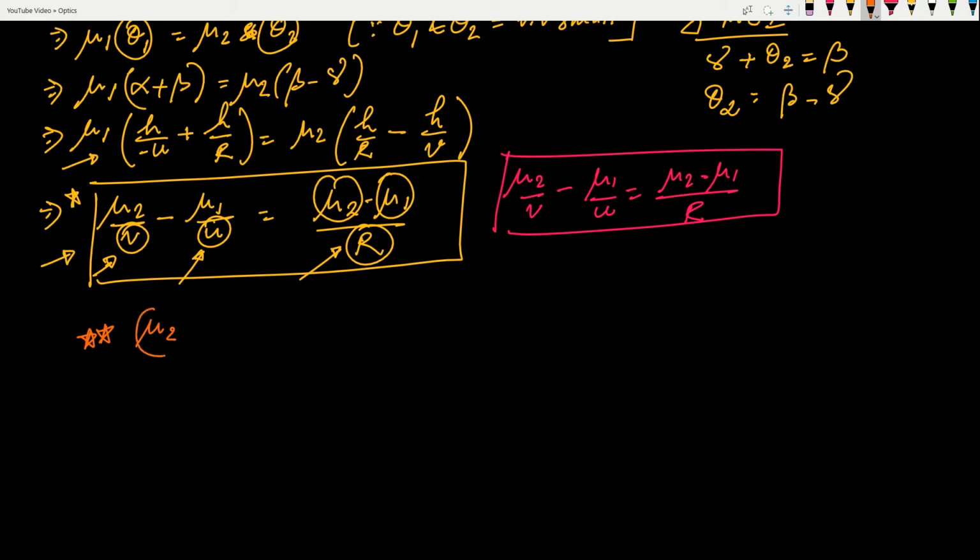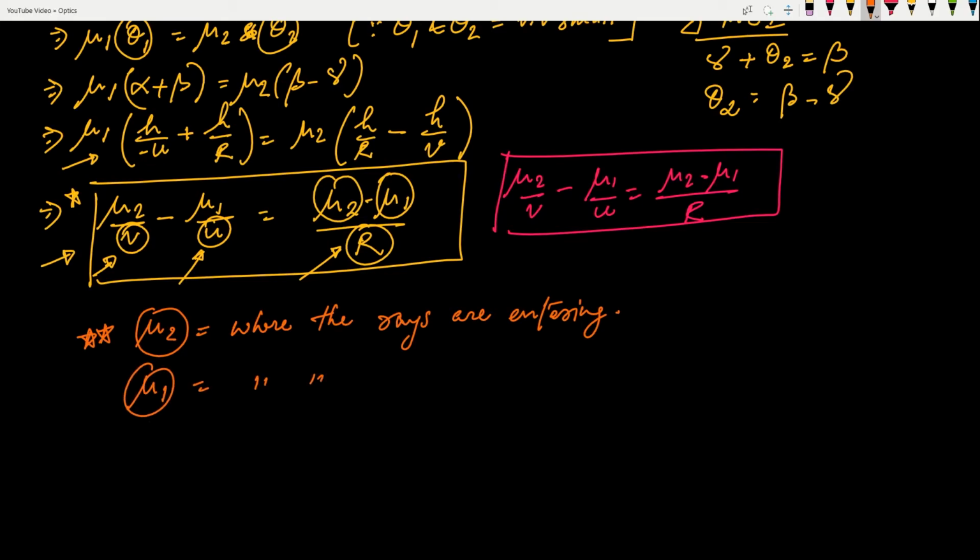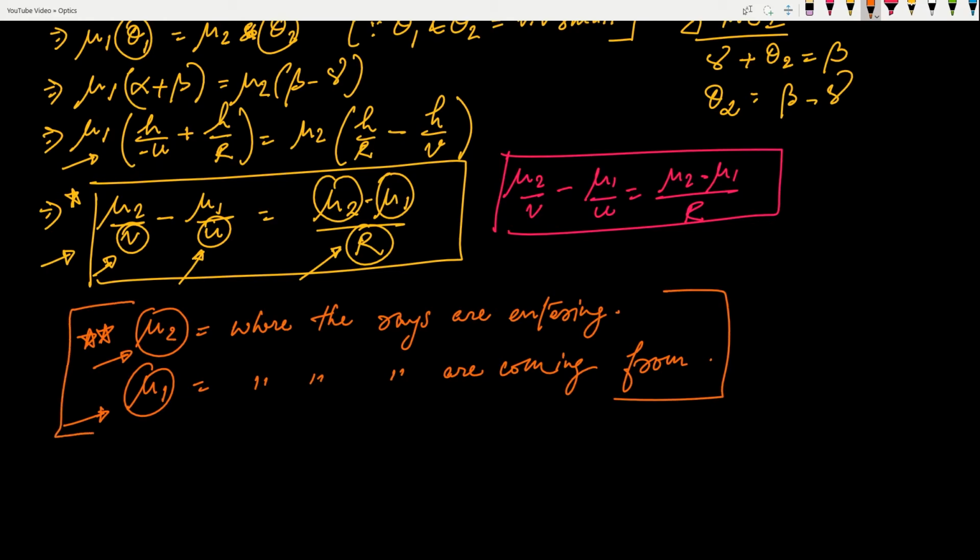Mu2 is the refractive index of the medium where the rays are entering. So the medium in which the rays are actually entering should be taken as mu2. Never ever think that mu2 is the refractive index of the medium where the image is produced. If you take it in this way, you'll get confused. And mu1 is the refractive index of the medium where the rays are coming from. So the medium from where the rays are coming is taken as mu1, and the medium in which the rays are entering should be taken as mu2. Simple as that. Just remember this, apply this, and you can solve this kind of question very easily.